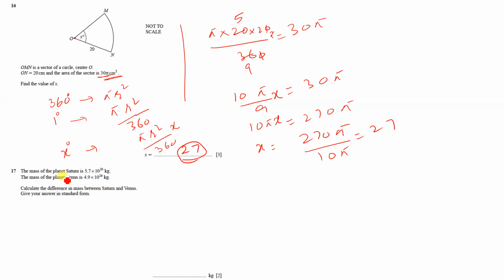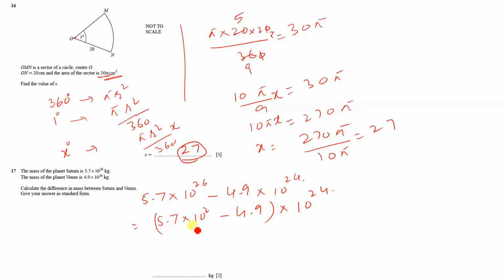Question number 17. The mass of planet Saturn is this much. The mass of planet Venus is 4.9 times 10 to the power 24 kg. Calculate the difference in mass between Saturn and Venus. Give your answer in standard form. So let's try 5.7 times 10 to the power 26 minus 4.9 times 10 to the power 24. You can factor 10 to the power 24 out.